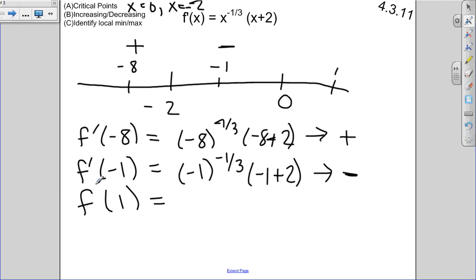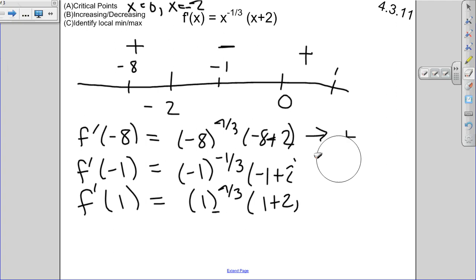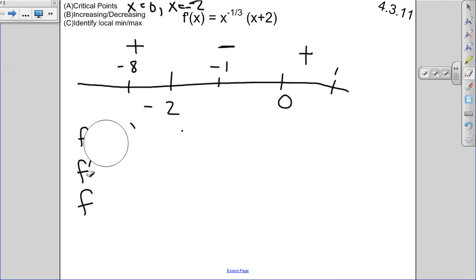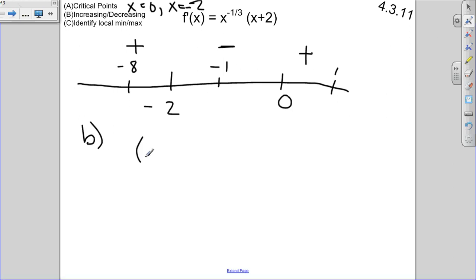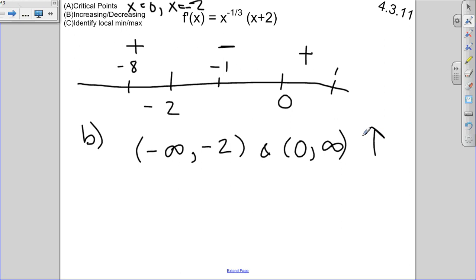And at 1, we have 1 to the negative 1/3, and we have 1 plus 2. This is going to give us a positive value, this is going to give us a positive value, and that's going to give us a net positive value. So now from our little chart here, we can see that for part B, from negative infinity to negative 2, and from 0 to infinity, our function is increasing. And from negative 2 to 0, our function is decreasing.